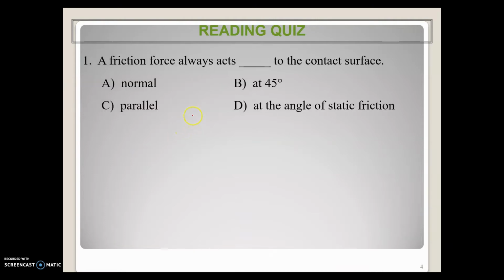Okay, kita cubalah tengok ni reading quiz. A friction force always acts. Friction force selalunya dia act apa? Agak-agak normal ke, parallel ke, 45 degree ke, at the angle of static friction. Okay, so the answer is parallel. Okay, tapi in different direction. Alright. Okay, next.